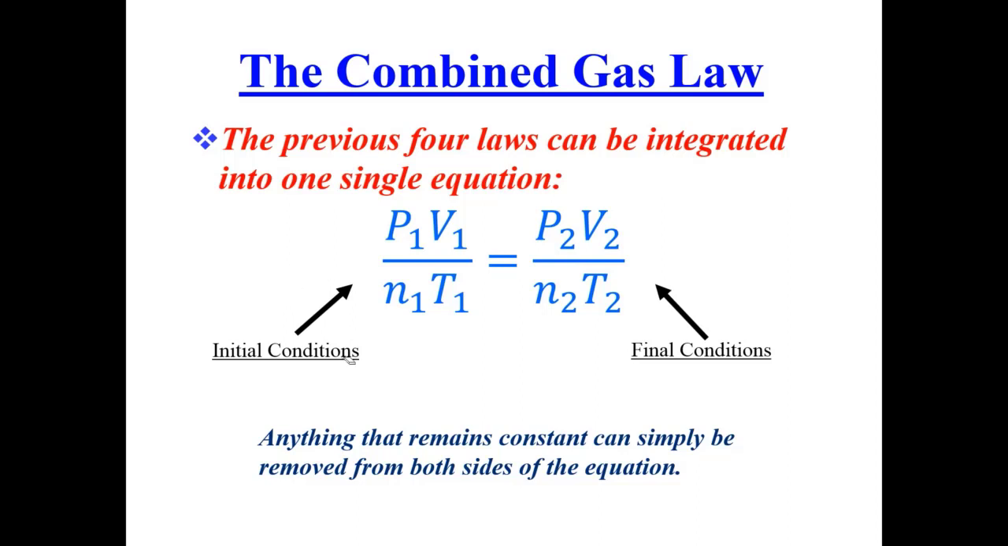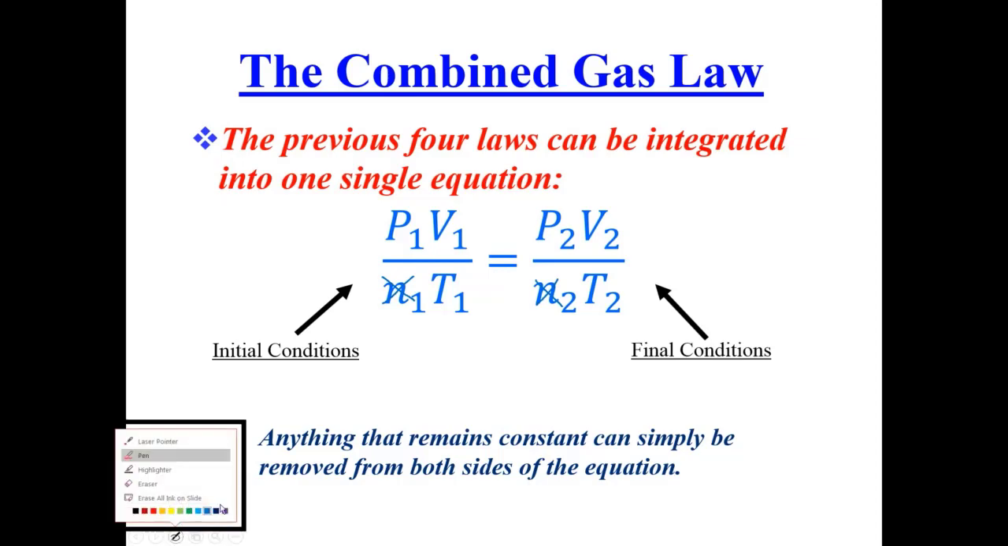But the cool thing about this equation is that if, for example, you don't need pressure because pressure's not changing, you can ignore it, and it's just V1 over N1 T1 is equal to V2 over N2 T2. And if the number of moles is constant and everything else is changing, then it's P1 V1 over T1 is equal to P2 V2 over T2.